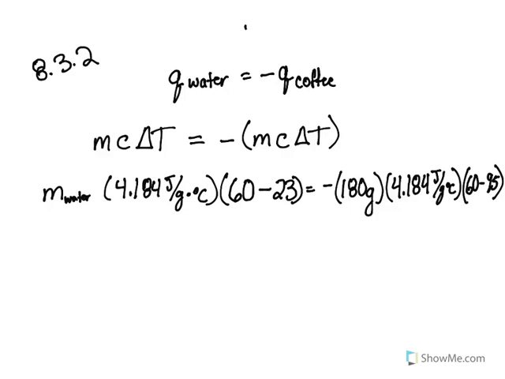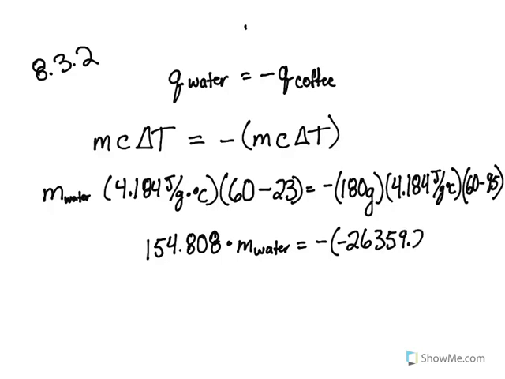So here, I'm going to wind up with 154.808 times the mass of water, which is what I'm trying to solve for, is equal to the negative of negative 26,359.2. And my units that I'm going to be left with are joules, because degrees Celsius will have canceled out and grams will have canceled out. Here, I'm still going to have joules per gram.